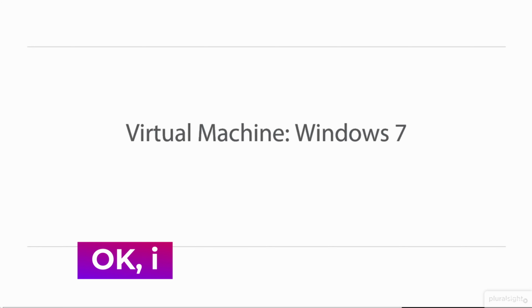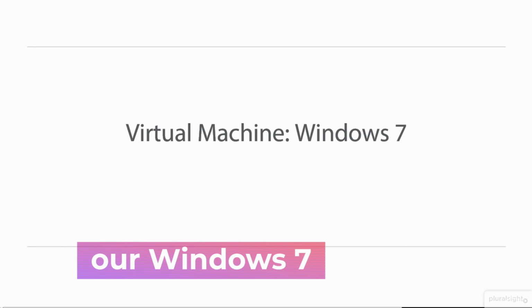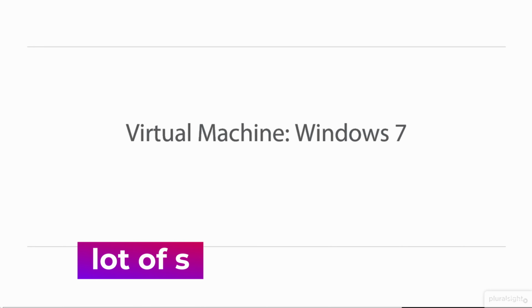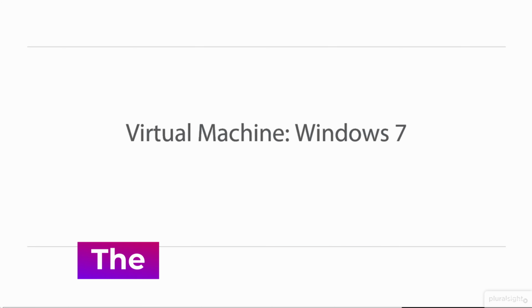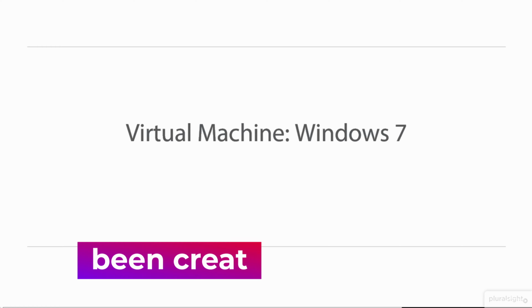Okay, in this section, we're going to install our Windows 7 box. Again, we're going to see a lot of similarities here, except there are a couple of configuration options we have to do before. The setup's going to go relatively easy, a lot faster though, because the virtual machine's already been created for us. Let me show you what I mean.